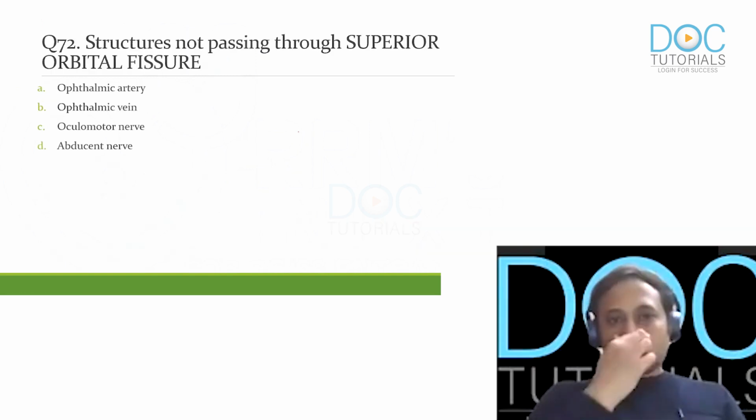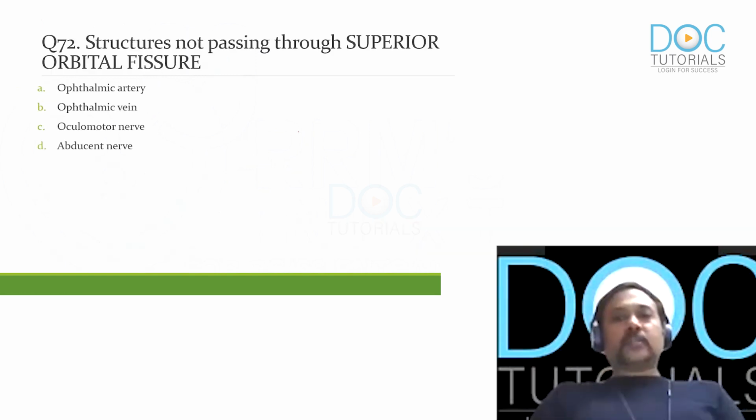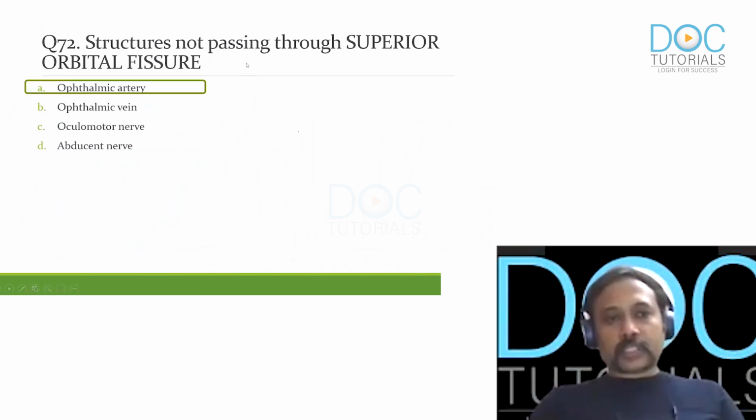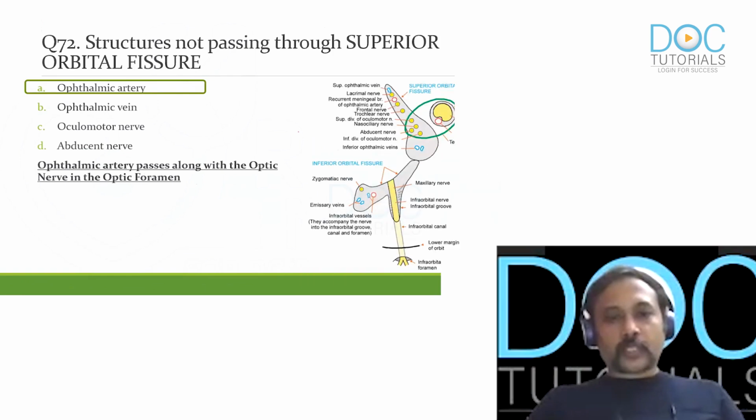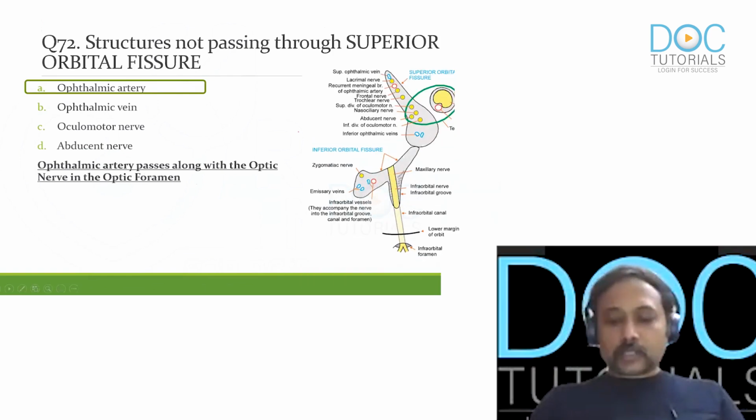Okay, right. So, structures which are not passing through the superior orbital fissure. This is a simple question for all of you. The answer is the ophthalmic artery. The vein, the oculomotor nerve, and the abducens nerve, all of these are going to pass through the superior orbital fissure. So this is the diagram of your optic foramen. Through the optic canal and foramen, you have the optic nerve, and along with it, you have the ophthalmic artery. So both of these will go through the optic canal.